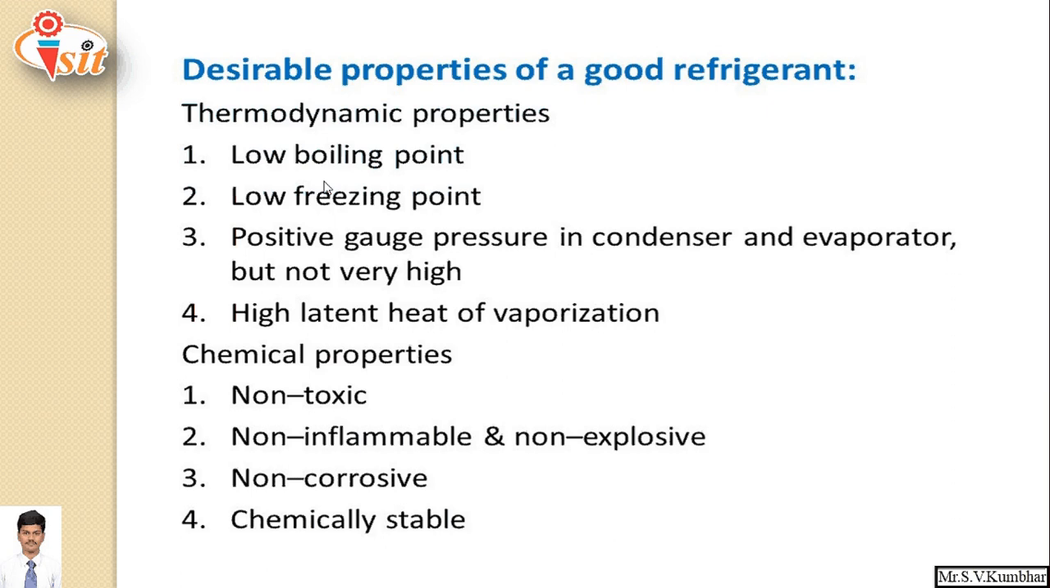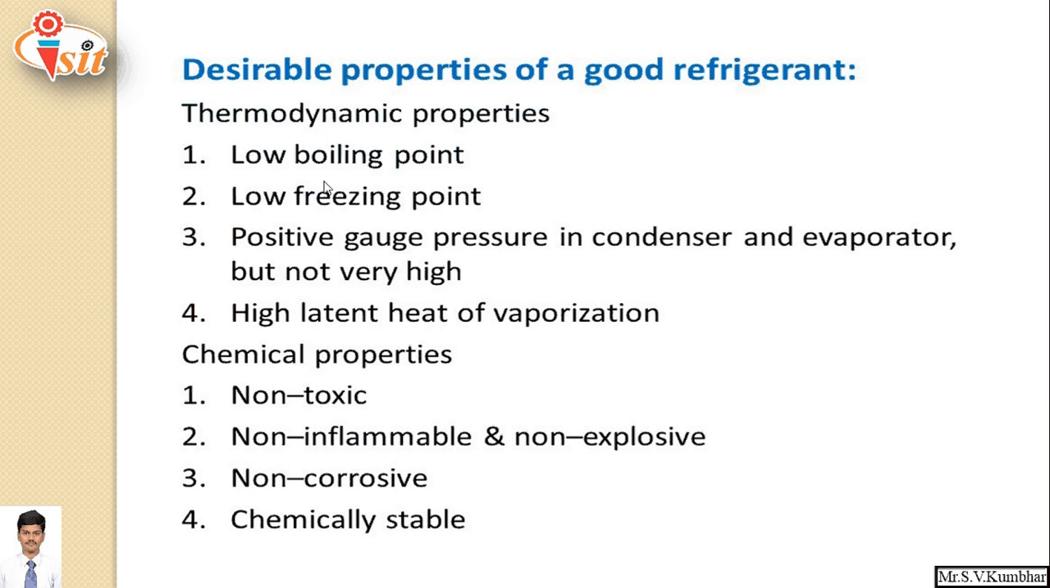Second important thermodynamic property is low freezing point. The refrigerant which is used must have a low freezing point. Otherwise, if its freezing point is high, then it may choke in the suction or discharge lines. Third important property, positive gauge pressure in the condenser and evaporator must not be very high. Fourth, high latent heat of vaporization, which is a very important property of a refrigerant. Here it must absorb or reject high latent heat of vaporization.